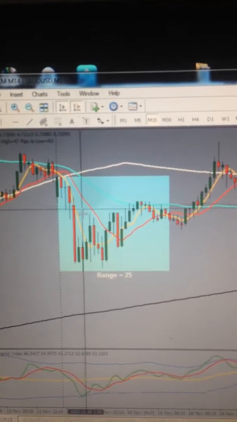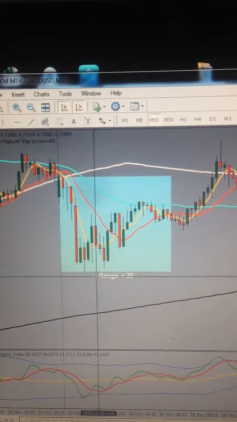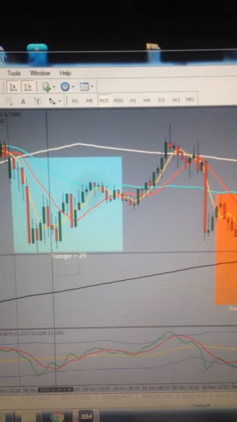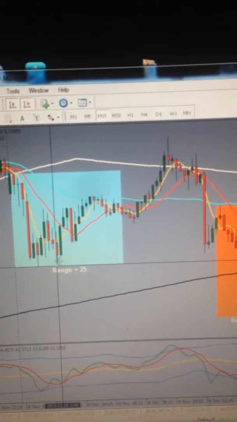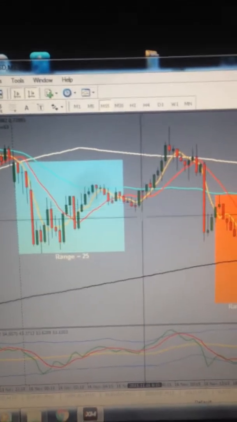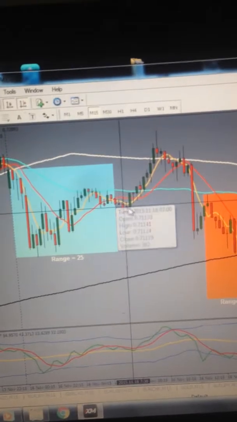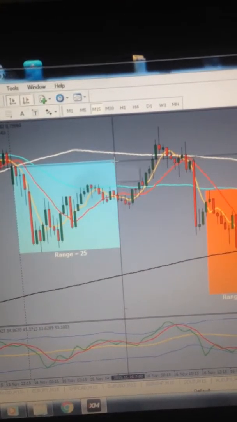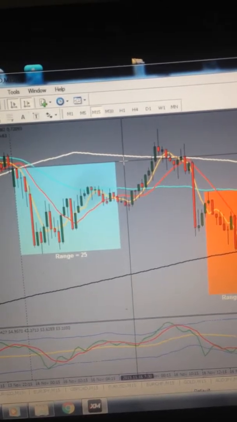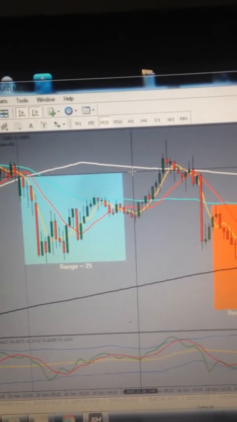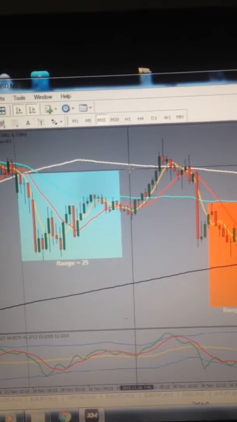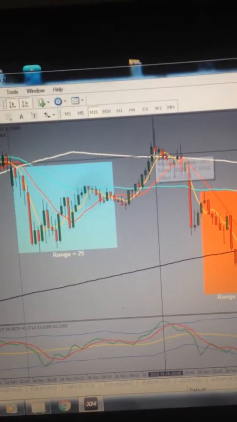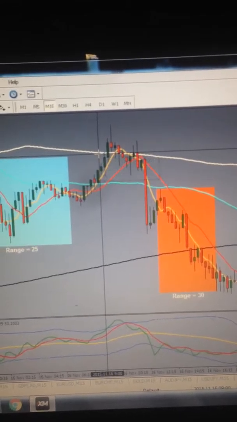As you can see, our price came down, forming the low of the day, forming the low of the Asian session. It broke out from the Asian session, it went up. Notice how price broke the Asian high. As you can see, it broke it, it went up, it passed the 200 moving average.